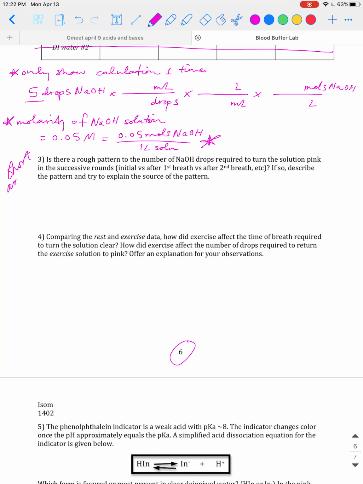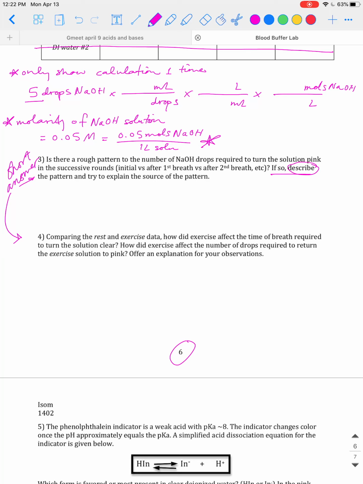Number 3 and 4, these are short answer. So there's no calculations, but what I really want you to pay attention to is the last part of the question. Let's read it though. It says, is there a rough pattern to the number of NaOH drops required to turn the solution pink in the successive rounds? So when you go through and watch each of the 3 videos posted in Blackboard after this initial one, you'll determine that. You'll know if there's a pattern or not. Okay, so that's just a yes or no question. Yes, there's a pattern. No, there's not. Make sure you answer that.